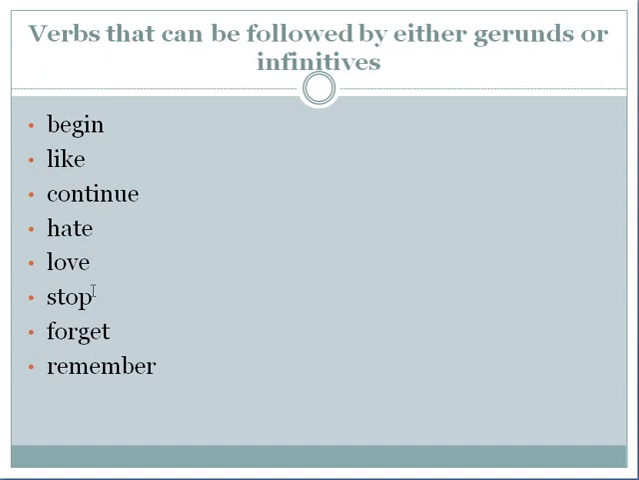There are verbs that can be followed by either a gerund or an infinitive. These are on your screen. You can see the verbs. Some verbs can be followed by either gerund or infinitive. You can use the ing form of verb after these words, or you can use to plus base form of verb after these words, like begin, like, continue, hate, love, stop, forget, remember.